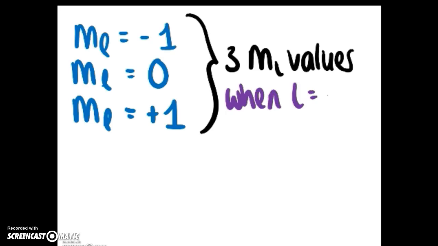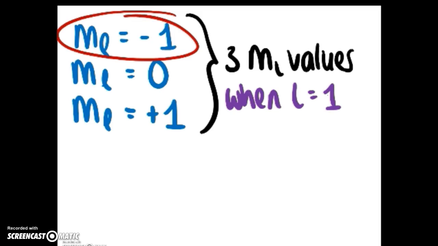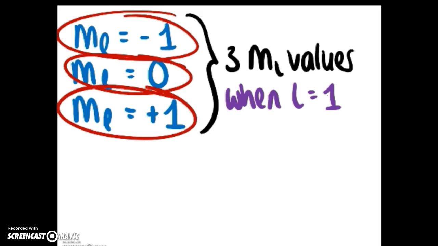As we know from before, an l value of 1 represents a p orbital, and we have 3 possible ml values when l equals 1. We can see that there are 3 p orbitals in this shell of electrons. One would have an ml value of minus 1, one would have an ml value of 0, and one would have an ml value of plus 1, and each of those would have a different orientation.